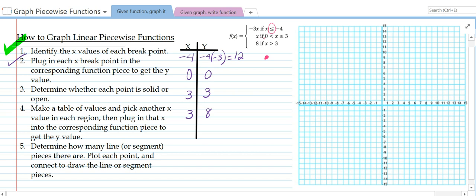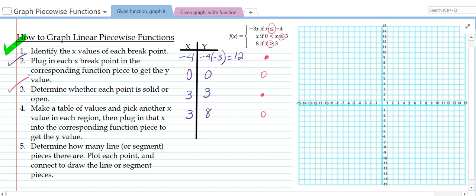In the second piece, x is greater than 0, not greater than or equal to. So that's going to be open because there's no equal to. In this piece, again, there's an equal to. x is less than or equal to 3. So that's going to be solid. And in the final piece, it's just greater than. So that's going to be open. There's no equal. We're done with step 3.